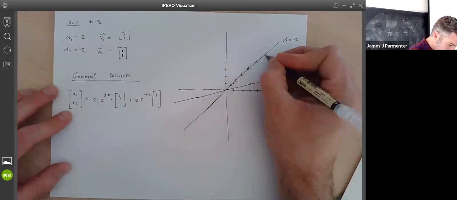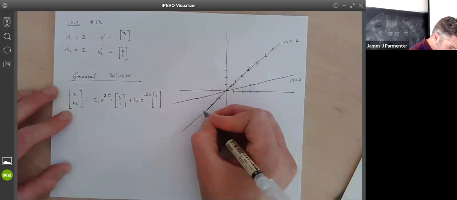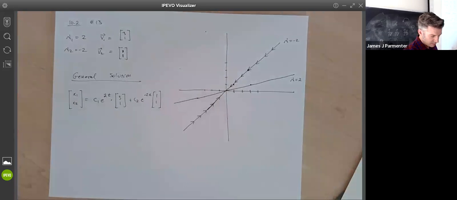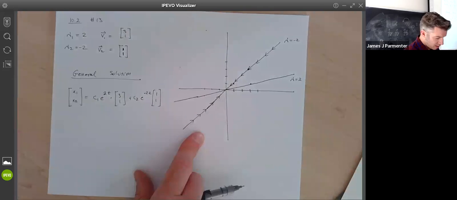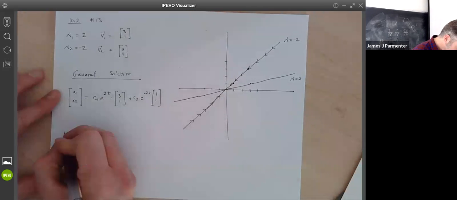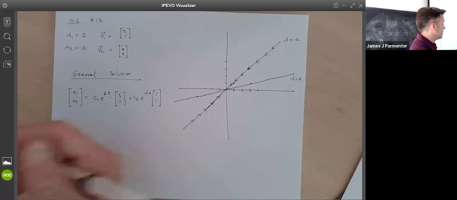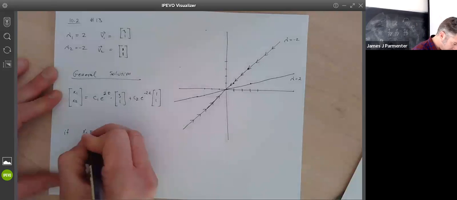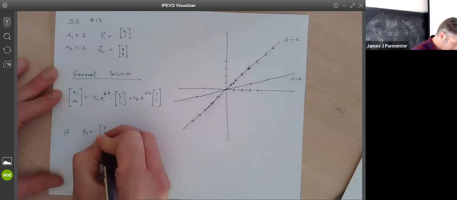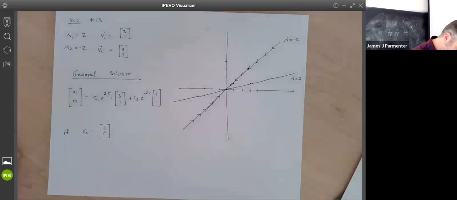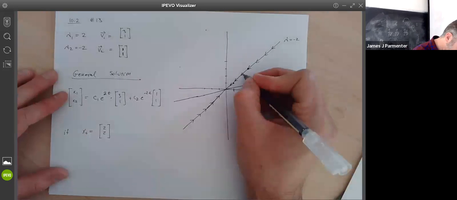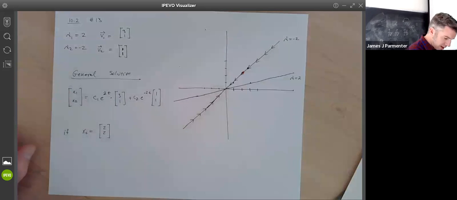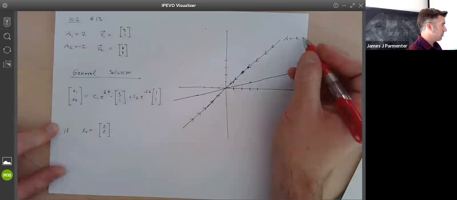Now you might wonder why that's true. And you'd be right to wonder why that's true. Well, let's take a look. If our initial condition is starting on the eigenline, let's say our initial condition is x not equal to 2, 2. We're starting at this point right here. I'm drawing in red. How do I know I'm going in that way and not out that way or some other direction?